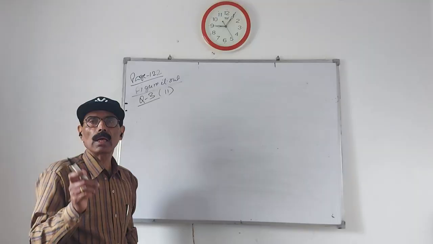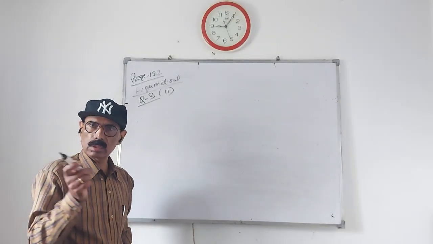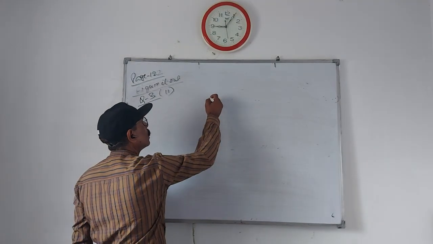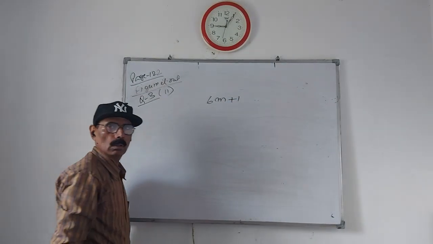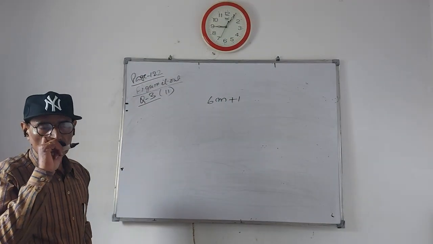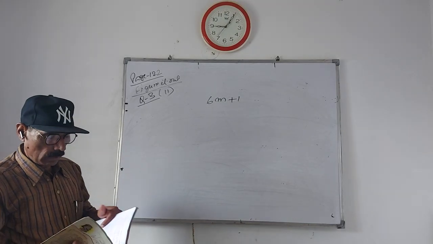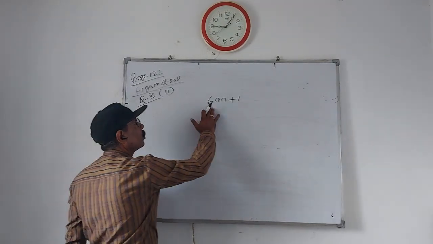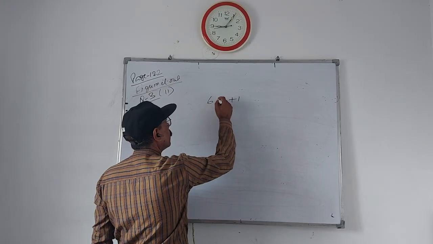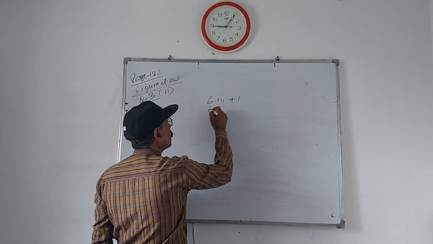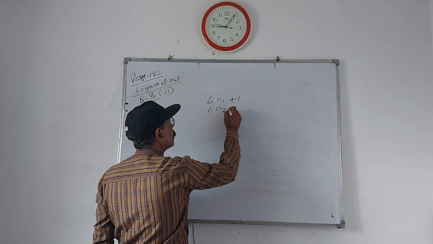The two numbers are not divisible by 6. How can we write? 6m plus or minus 1. The two numbers are not divisible by 6. This is, suppose, one number. You can write m1 or n1. Another number is n2 plus 1.